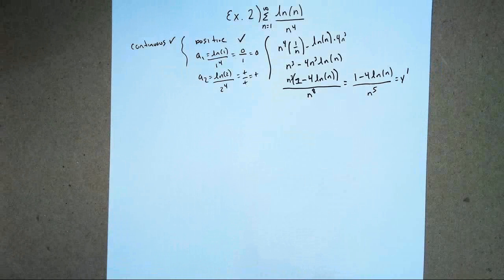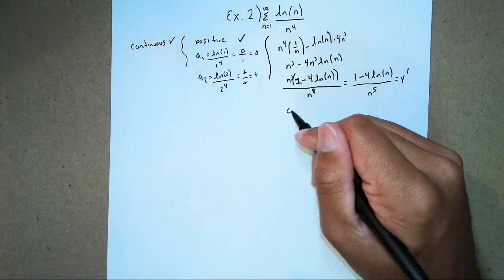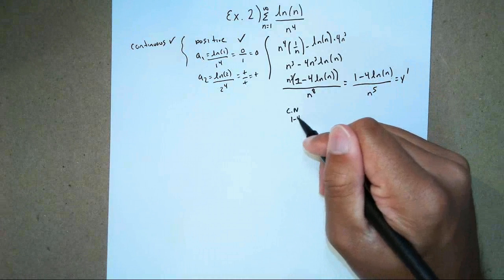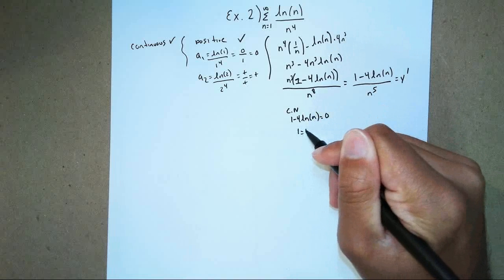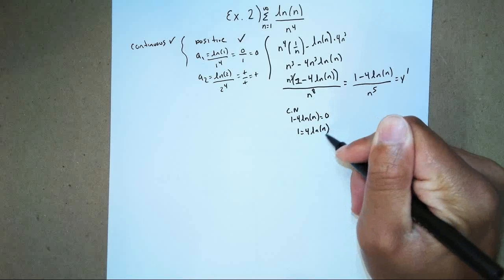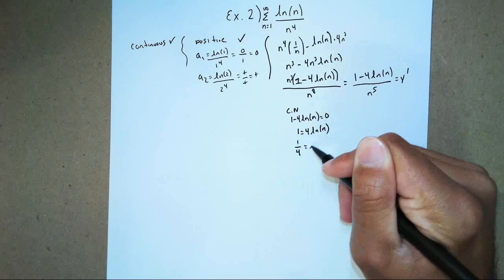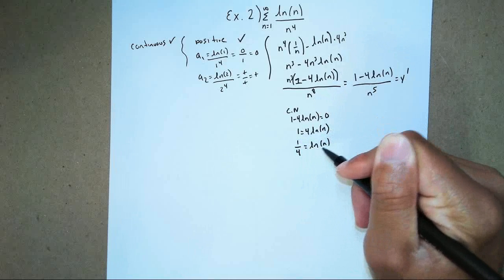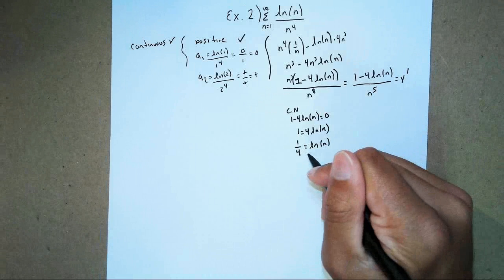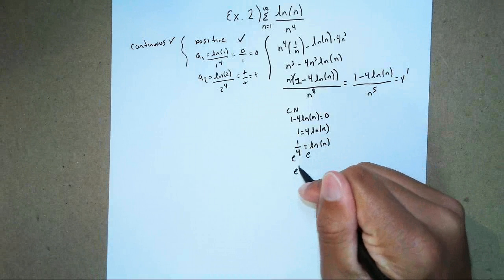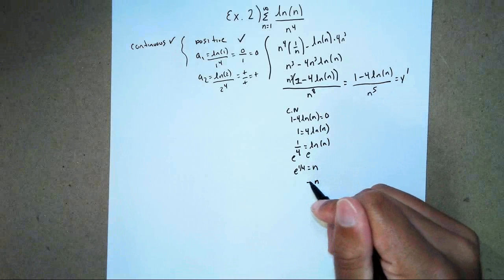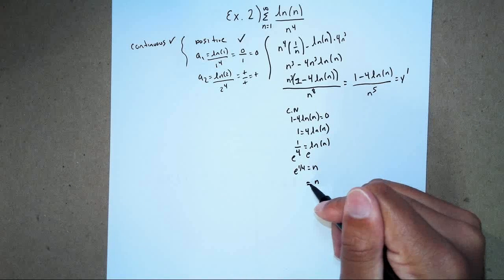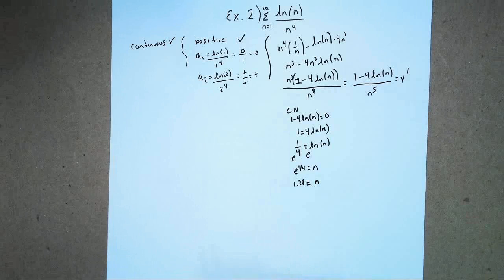Now, because you have a problem like this, you have to figure out your critical numbers. Critical numbers are found by setting the top equal to 0. So 1 minus 4 ln n equals 0. 1 is equal to 4 ln of n. 1/4 is equal to ln n. And then you have to ask yourself, how do I get rid of that ln so I can get n by itself? Don't forget it's e. So it's e to the 1/4 equals n. And if you convert e to the 1/4, that's going to give you a number of approximately 1.28. So that's my critical number.